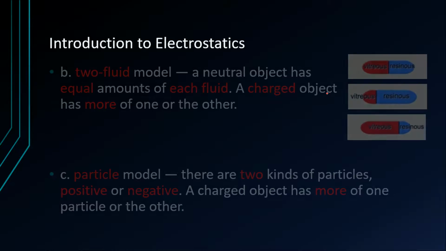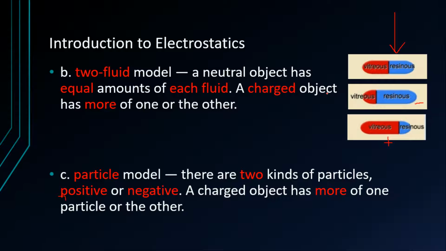Okay, oops. Then along came the particle model. Sorry that those did not come up in order, but that's okay. Okay, there are two kinds of particles. There are positive and negative particles. Okay, and a charged object has more of one particle or the other. Okay, so notice how we're kind of evolving, from the one fluid to the two fluid, and now this particle model.